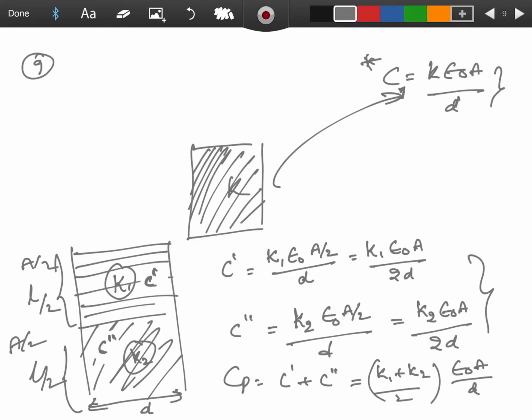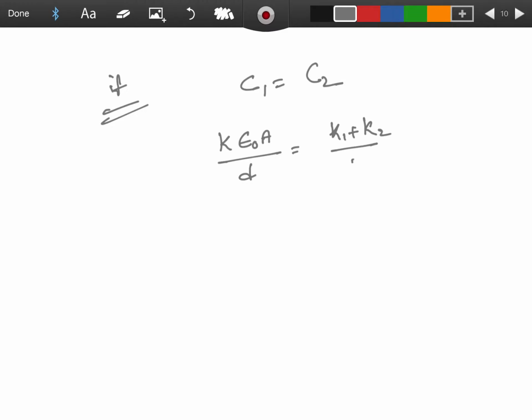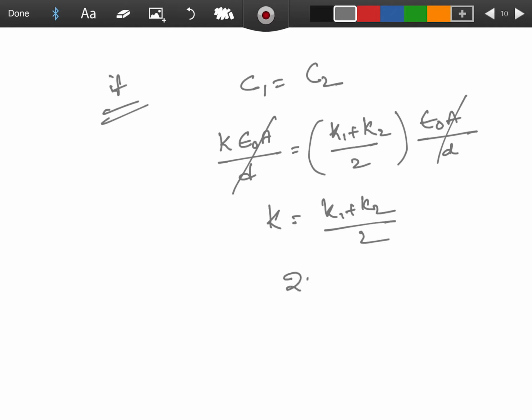And in the question they gave one if clause. What is the if clause given? See, if C1 equal to C2, what is the relation between K and K1, K2? C1 is K epsilon naught A by d. C2 is K1 plus K2 by 2 into epsilon naught A by d. Epsilon naught A by d cancels. K equal to K1 plus K2 by 2, which is 2K equal to K1 plus K2. Okay, in this manner we will calculate.